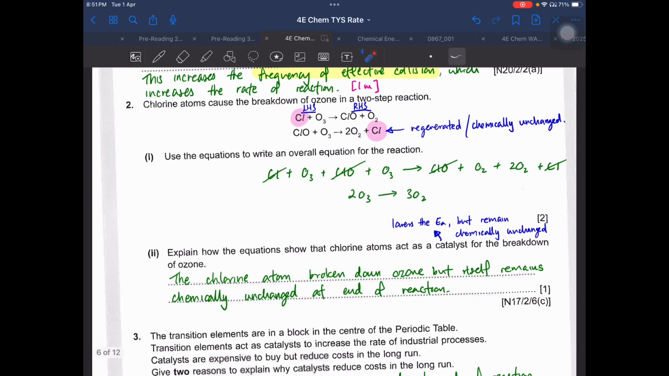So how do we explain about that portion? We will mention that, first and foremost, we know that the chlorine is actually breaking down the ozone, but more importantly, it remains chemically unchanged at the end of the reaction.